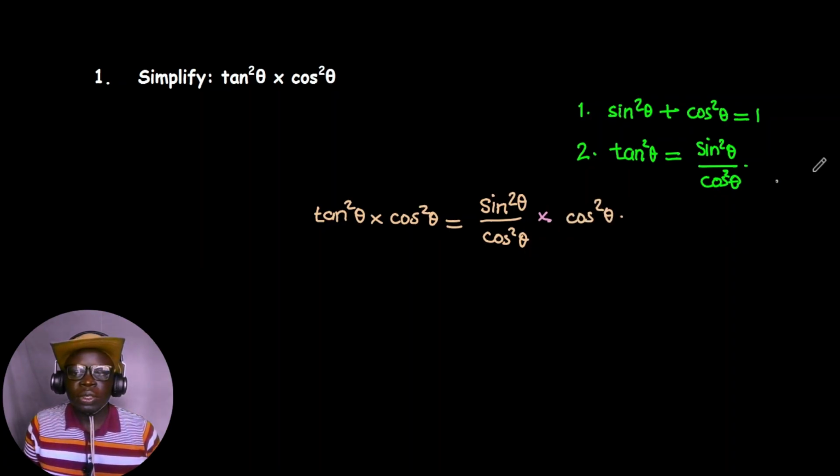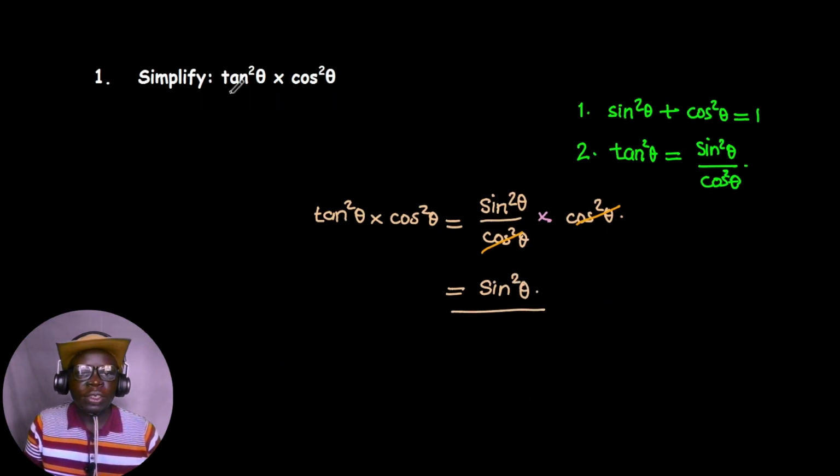So it can cancel with this. When you cross this one out, what you're left with is only sine square theta, and that is the simplified version of this question. That is the main aim of the question, to simplify, to make something look simpler. Now we're done with question number 1. Let's move on to question number 2.